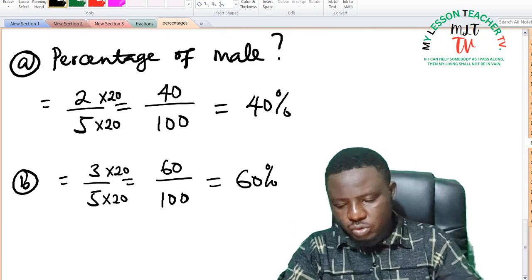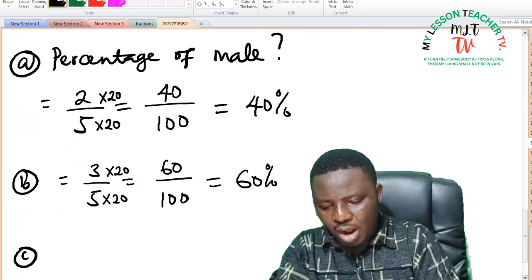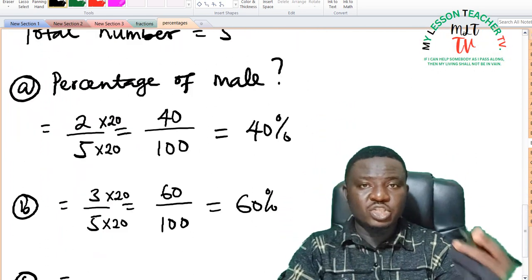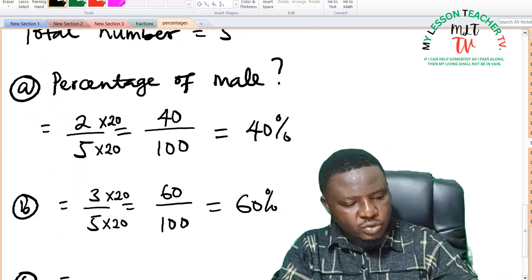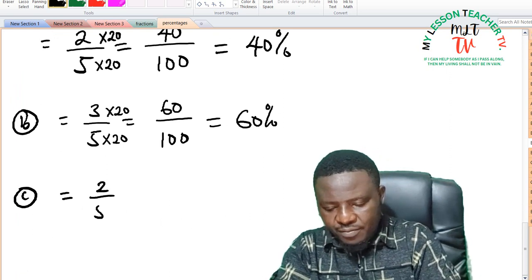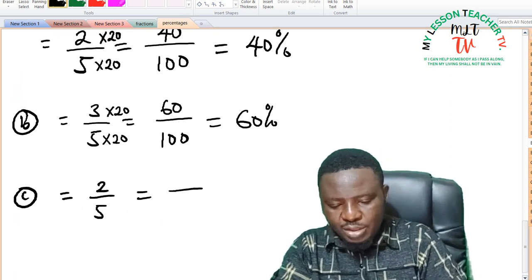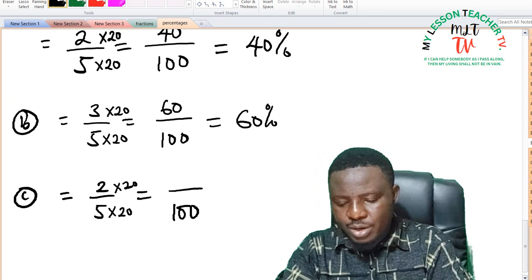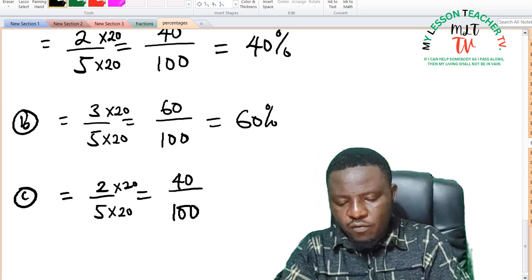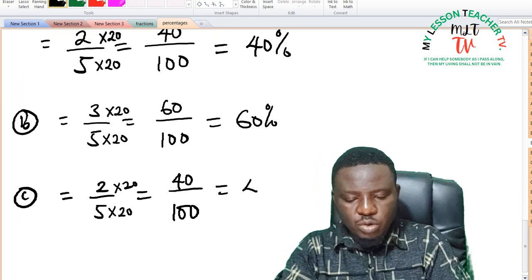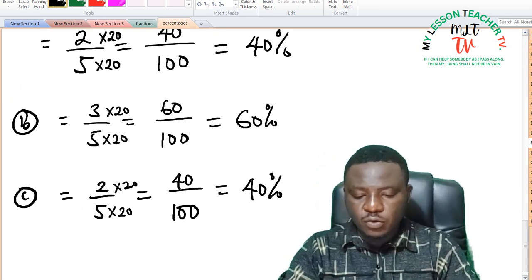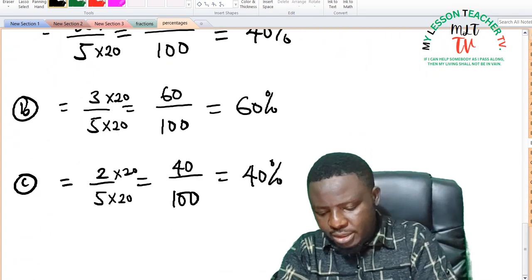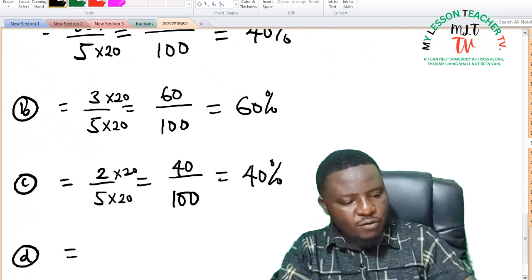The next is adult. C, we have to look for adult, and the total number of adults we have in that family is said to be 2, which is just the mother and the father. So this is said to be 2 over 5, and 2 over 5 is equivalent to dash over 100. Same 20, so you multiply the numerator by 20, and this gives you 40 over 100, which is said to be what? 40%. So 40% of the family are said to be adults.